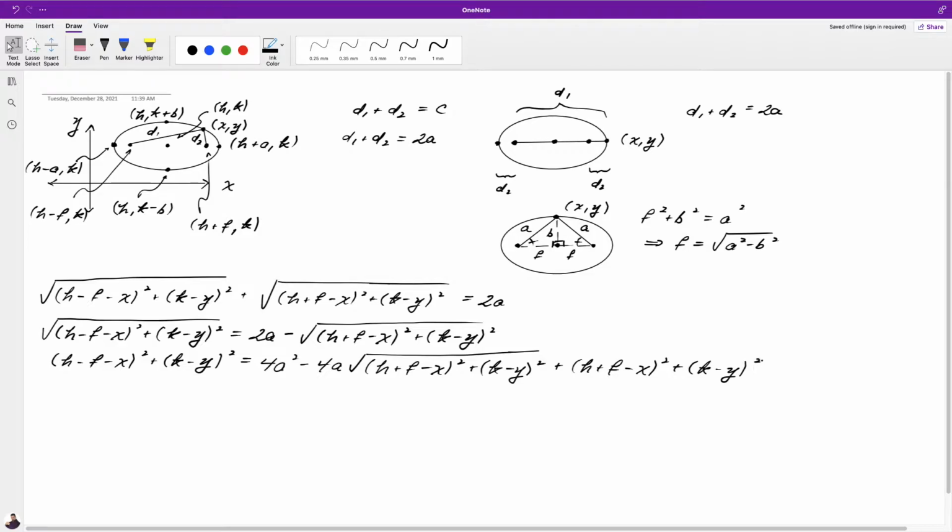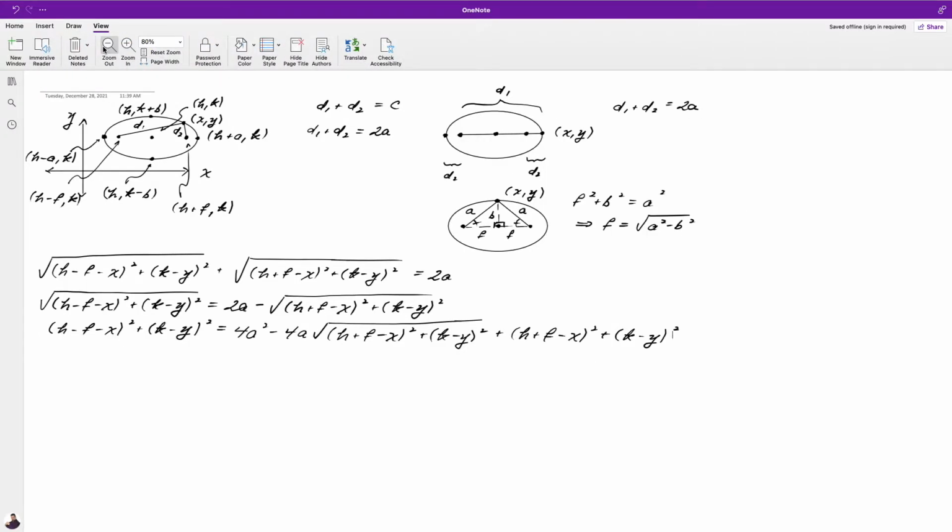Okay, let's zoom out a step further and then examine that. Okay, looks good. Doesn't seem like we have any major issues here. Clearly we can subtract from both sides the (k minus y) quantity squared. That's convenient. I would definitely like to square this by subtracting 4a squared from both sides. So why don't we do that?